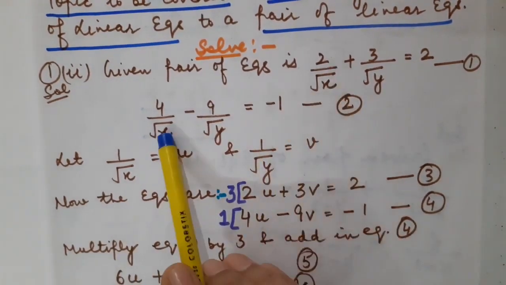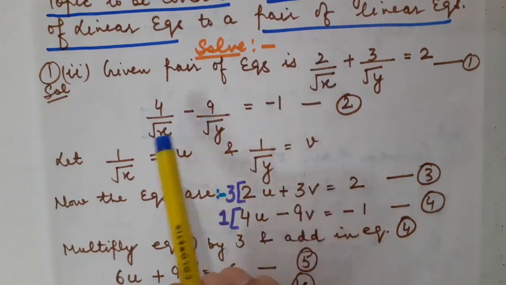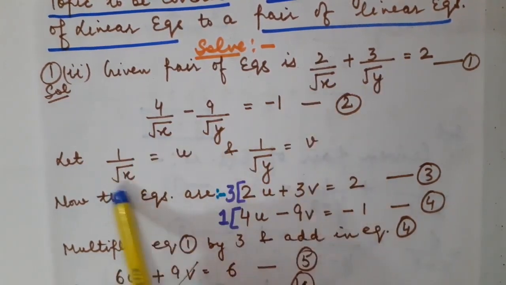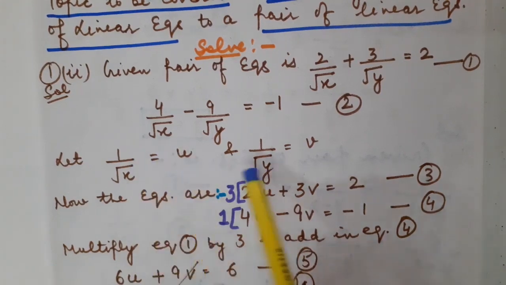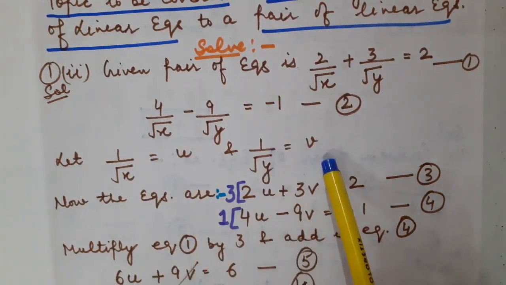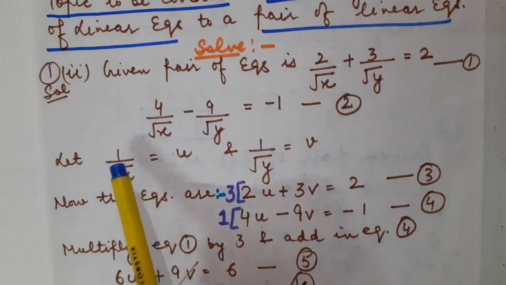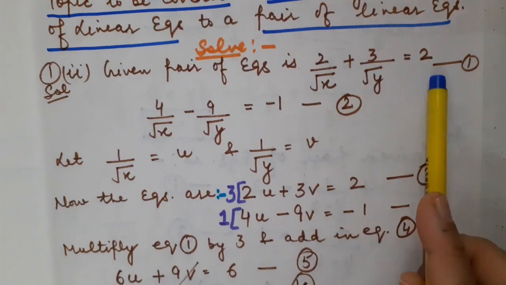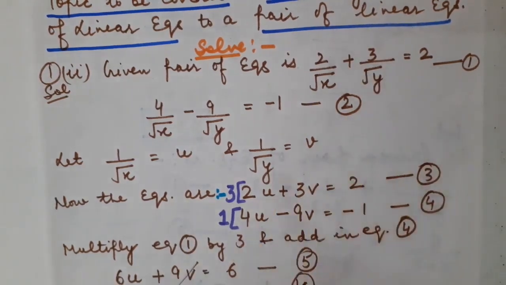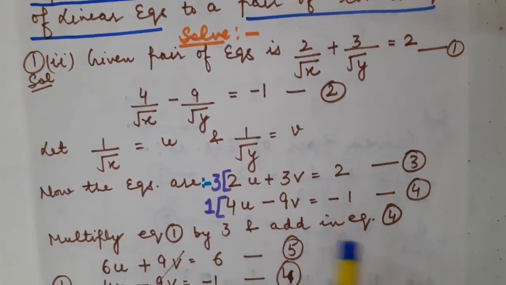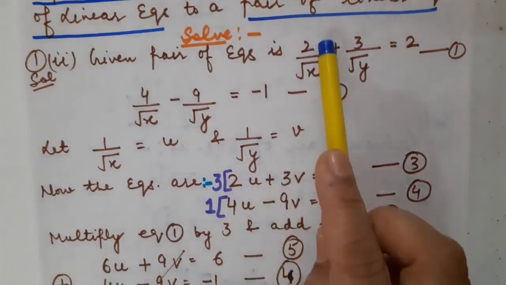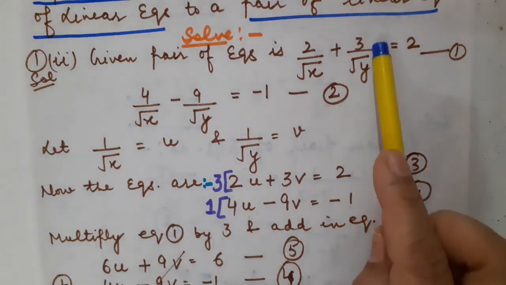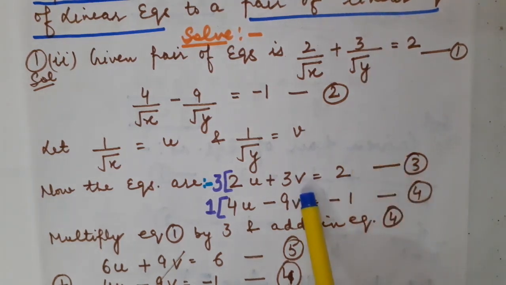You can see here in both the equations that 1 upon root x is common and 1 upon root y is also common. So let us assume 1 upon root x as u and 1 upon root y as v. Now I am going to insert the values of 1 upon root x and 1 upon root y in equation number 1 and in equation number 2. So what did I get? I have got 2u plus 3v is equal to 2. In place of 1 upon root y, I have placed v.